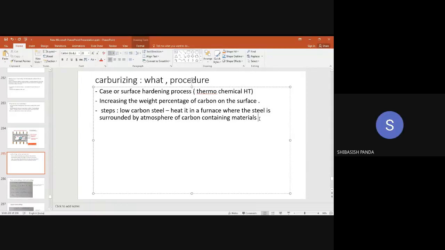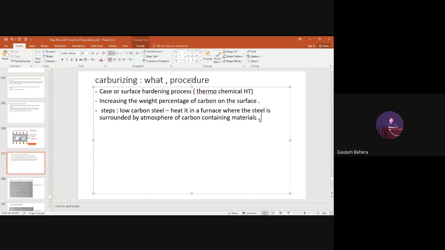Sir, in which furnace is it possible to do this? You can use a normal muffle furnace, but what we need is heat resistant steel, meaning a heat resistant container. In that container we will put our raw materials, which means steel with the carbon containing materials. Then we'll seal it, and this heat resistant steel box will be put inside the furnace.